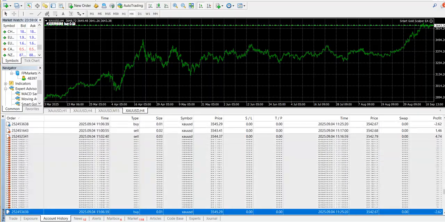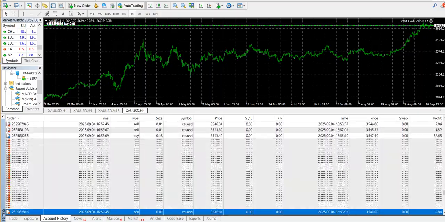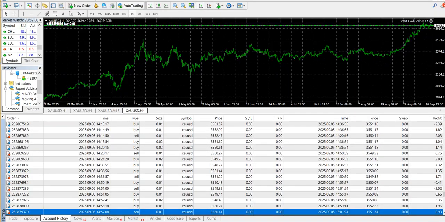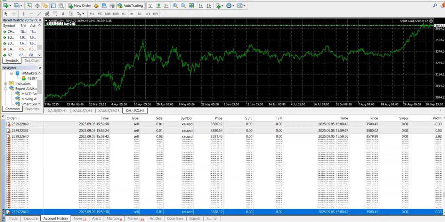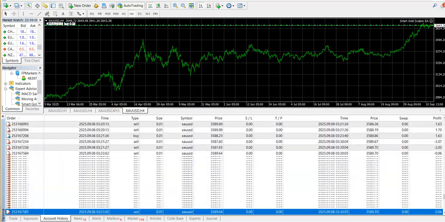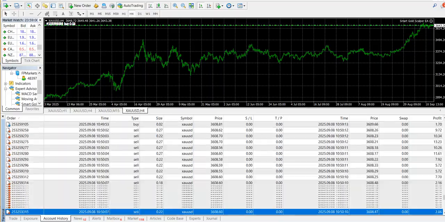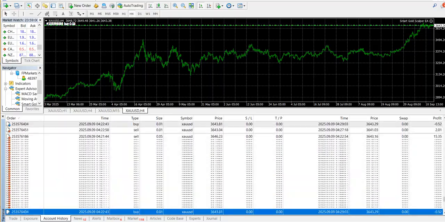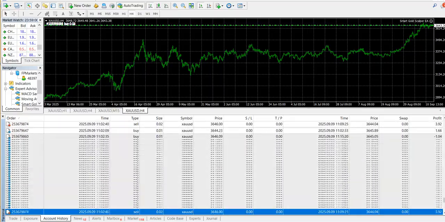But yes, we have seen in this particular expert advisor that it is taking multiple trades, maybe hundreds, or maybe 200, 300, even 500 trades in a day sometimes. But in all those situations, this EA has been able to perform and even sustain in these kinds of market situations.